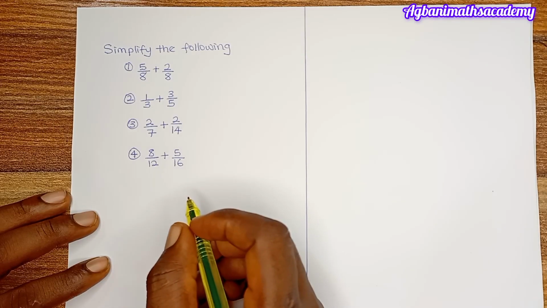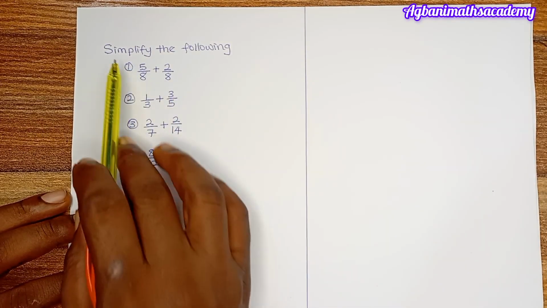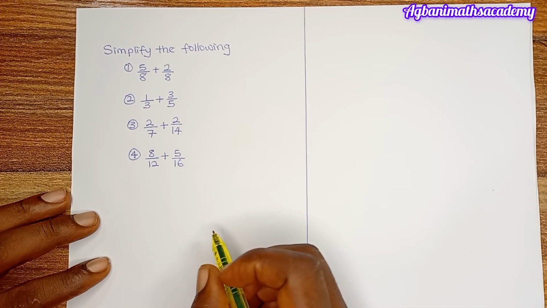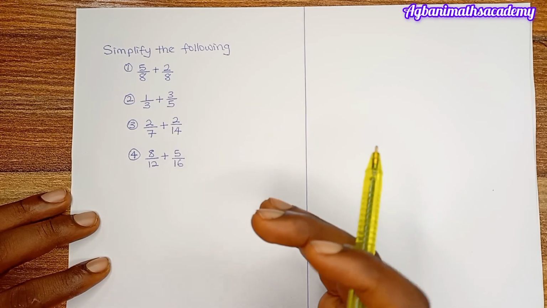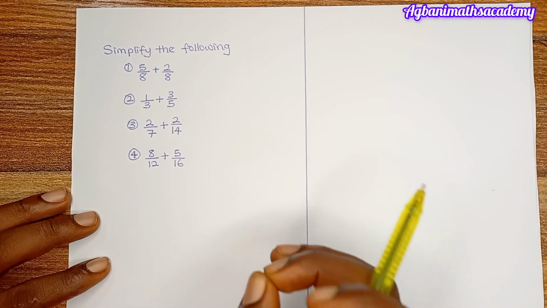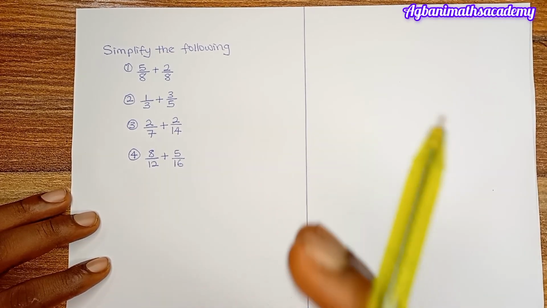Hi guys, in this video I'm going to be looking at how to add fractions together. So the question says simplify the following. We are given 4 different questions to solve. But whenever you are given questions in fractions to solve, the first thing you need to do is observe the situation at the denominator. So these questions involve fractions and every fraction has a denominator.